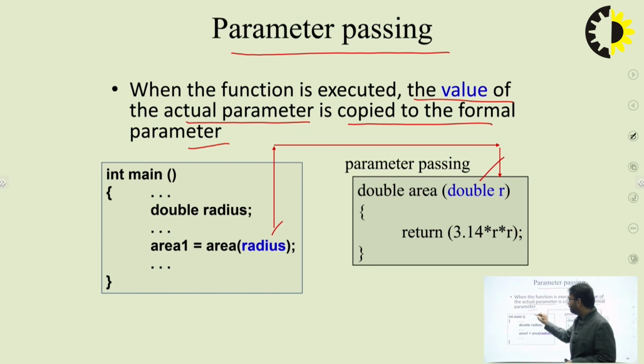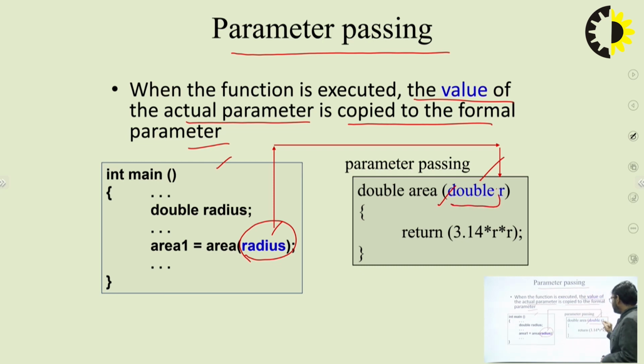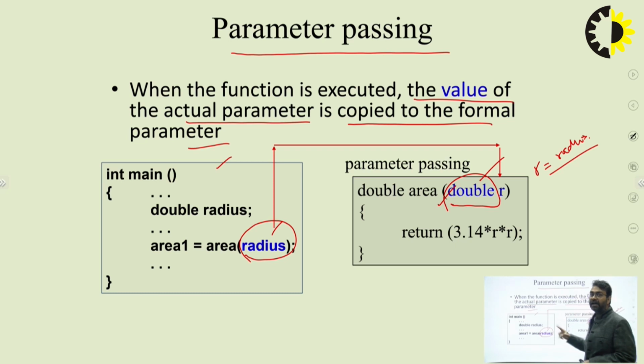So in this we have a main function and then we have a function named double area. Here we are passing the value of radius. The value will be copied to the formal parameter, that is double r. So basically r contains the value of radius. In that way we can pass the value from actual parameters to formal parameters.